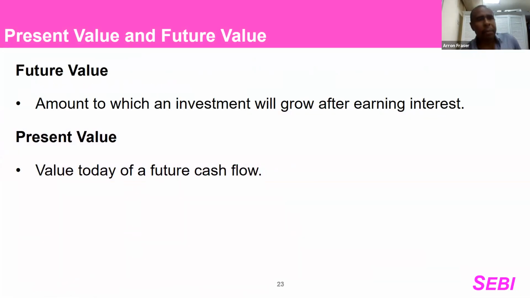So in this second segment, we look at future values and present values. Future value is the amount to which an investment will grow after earning interest. So you're told that you have X amount of money now, earning Y interest, and it will tell you what the value will be at time Z, right?